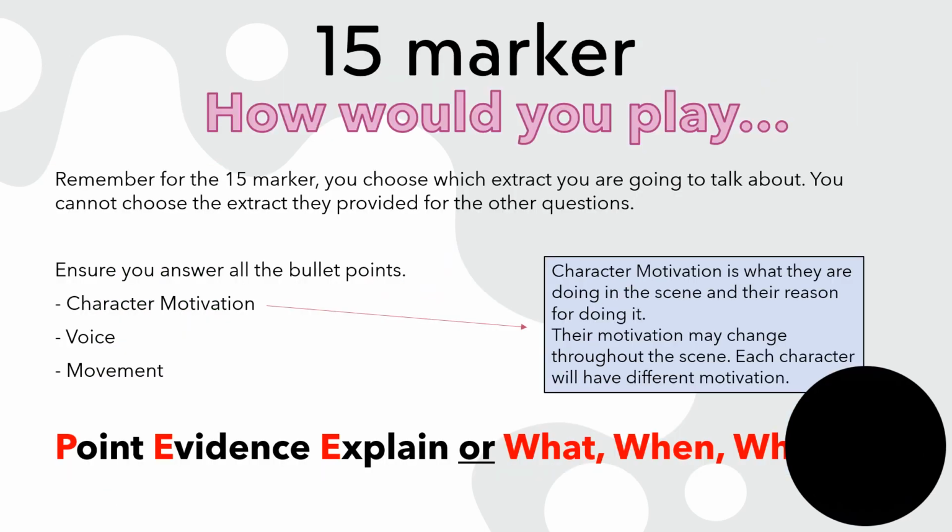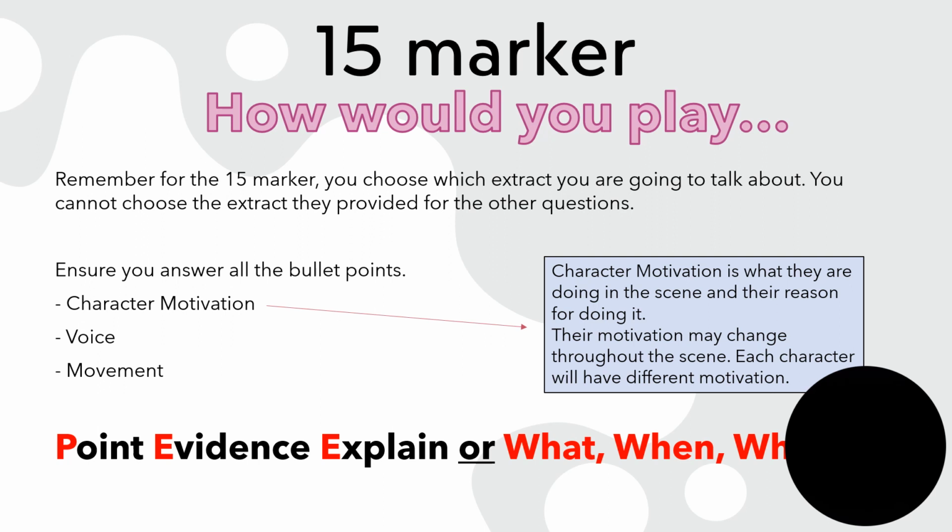Make sure you're specific. The 15 marker, remember this is again the extract that you choose. So whatever the first few questions are on, make sure you don't write about that bit in this one. Choose the extract that you know is most appropriate, that you know the best, but also that you know that character is in. So the 15 marker will be a how would you play a particular character question. The three things that will come up: character motivation, voice and movement. And you should be talking about a couple of examples.